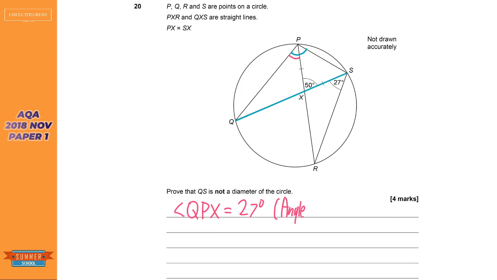Angles in same, we don't really have a chord there, so it's angles in same segment are equal, something like that. Okay, so that we know is 27 degrees. Now we need to work out this one here.